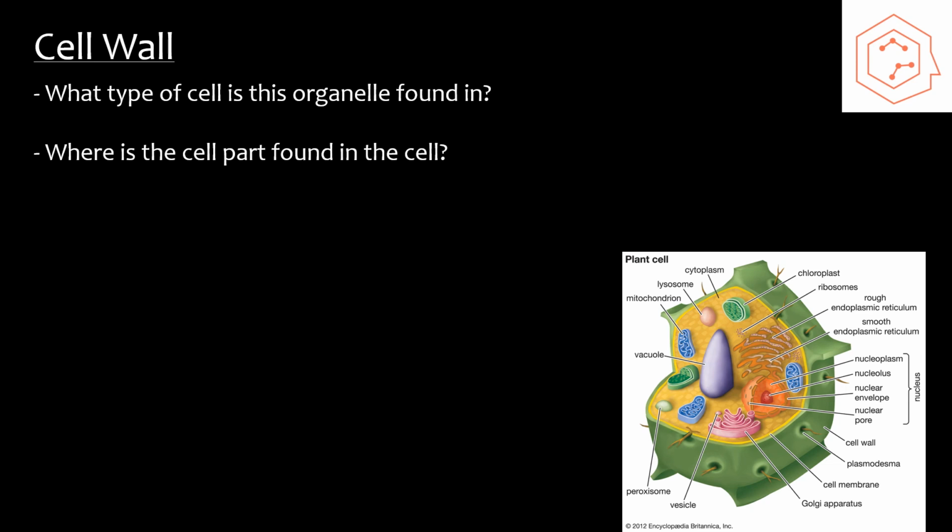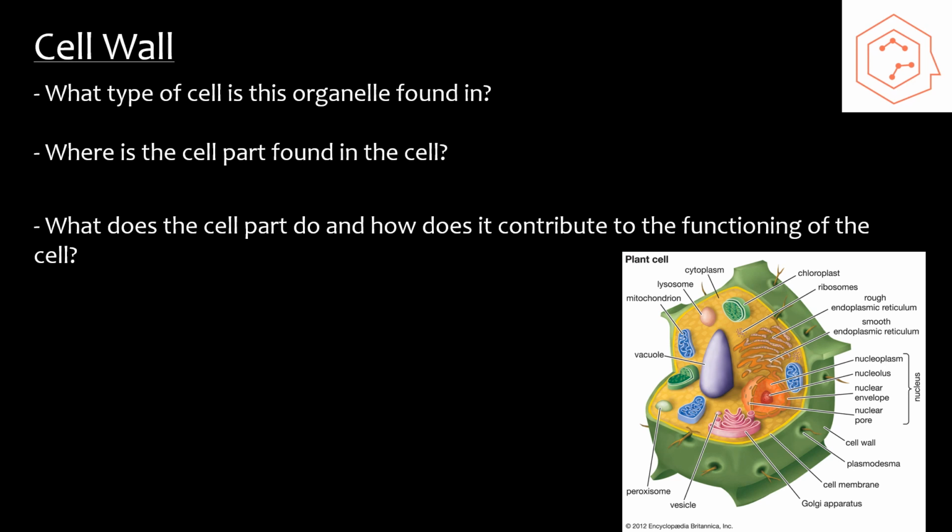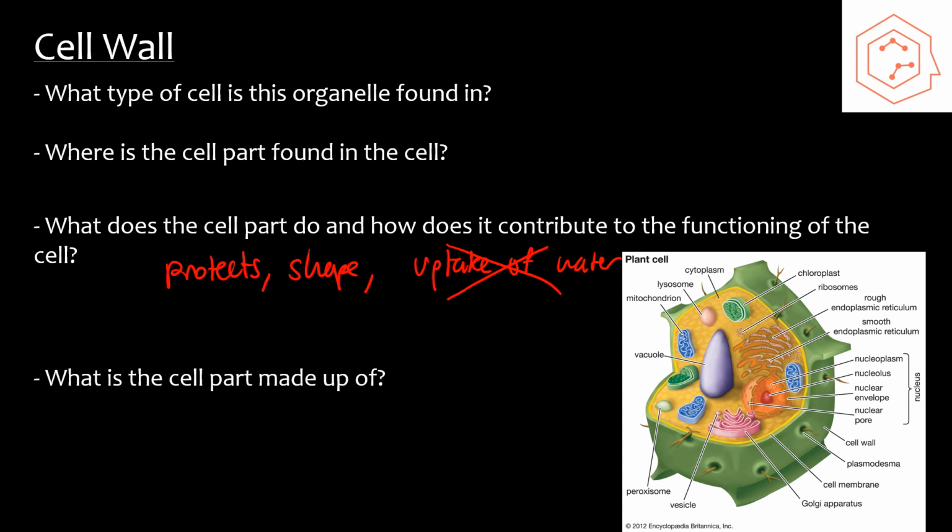But in this case, I'll be more specific to plants because this is what distinguishes plant cells from animal cells in particular. The function of a cell wall is to protect, maintain the shape, and prevent the excessive uptake of water in plant cells. So it protects, maintains the shape, and prevents the excessive uptake of water in plant cells particularly.